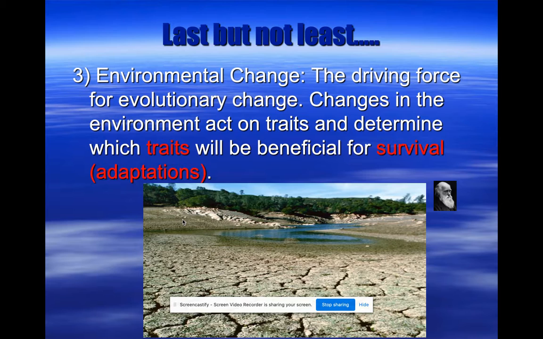Oh, last but not least, environmental change. I kind of mentioned this before. When the environment changes, it actually can determine what traits are going to be important for survival. So in this environment here, it looks like a drought, right? The river looks like it's drying up. So if you're an organism like maybe a camel that can store a lot of water for a long period of time, that's an advantage.